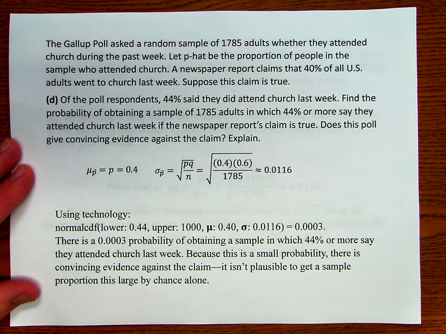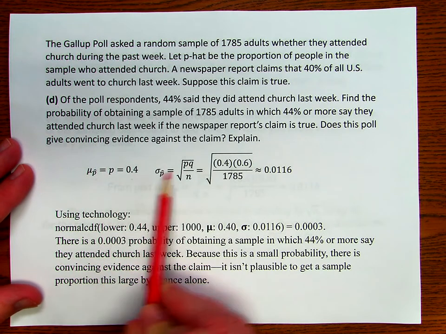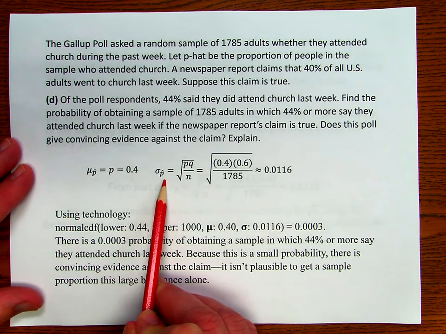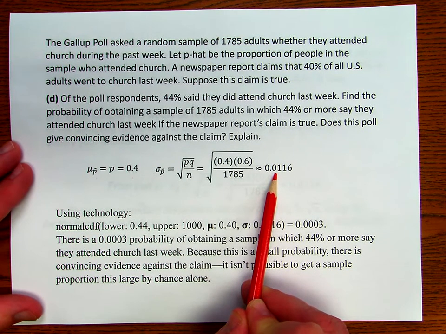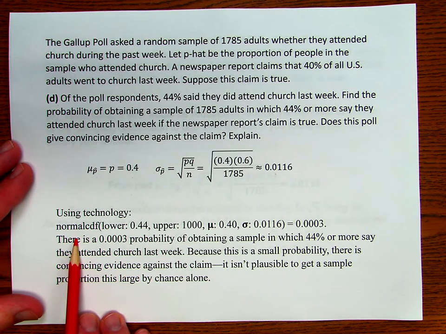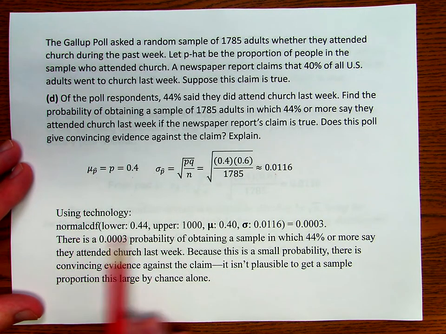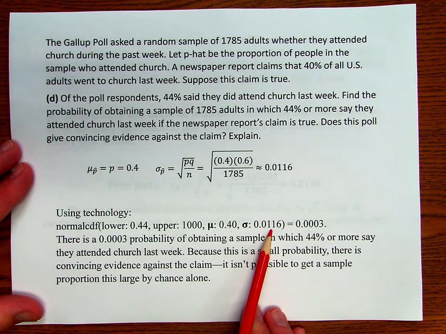Does this poll give convincing evidence against the claim? Explain. All right, so we know the mean of the sampling distribution is 0.4. We know the standard deviation of the sampling distribution is 0.0116. We verified that we can use an approximately normal distribution to model this. So normal CDF is fair game. So what's the probability of getting at least 44% when the mean is 0.40 and the standard deviation is this?